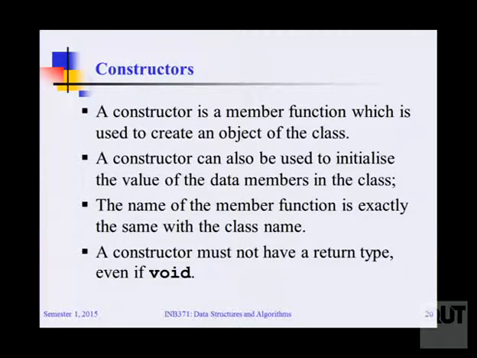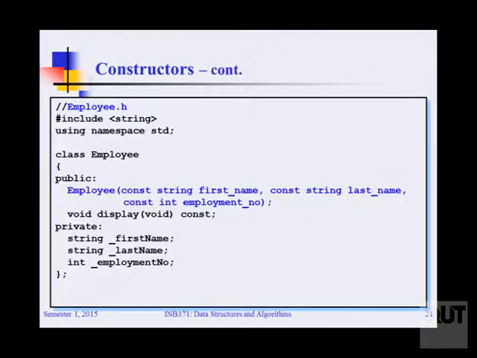The constructor should not have any return type. Even if you put a void, the compiler would not be happy. You cannot put anything for the return type because the constructor does not return anything. Okay, this is an example of a constructor. The highlighted one, Employee, is the constructor, right? That's just an example.